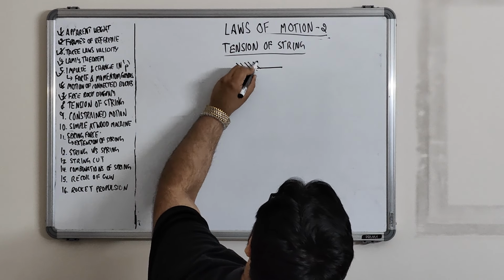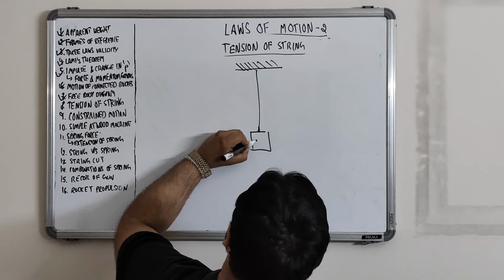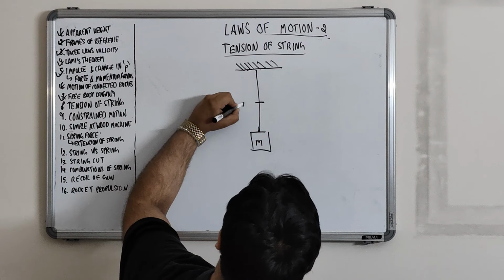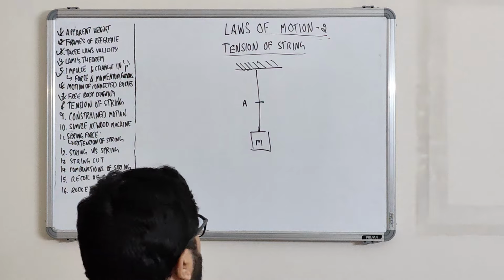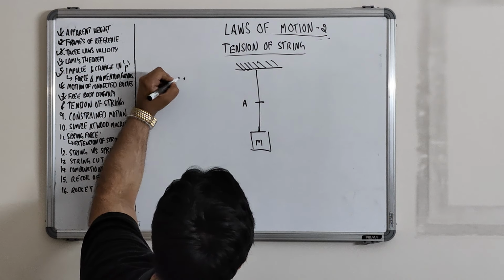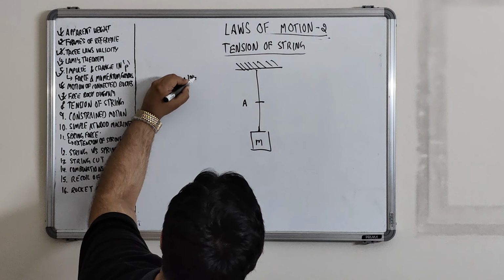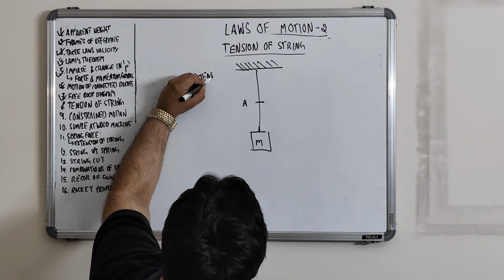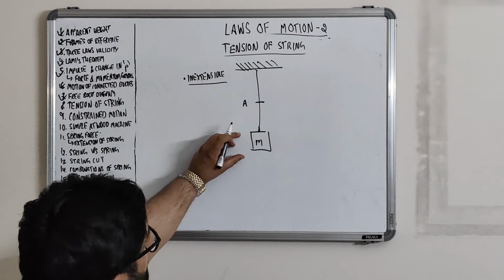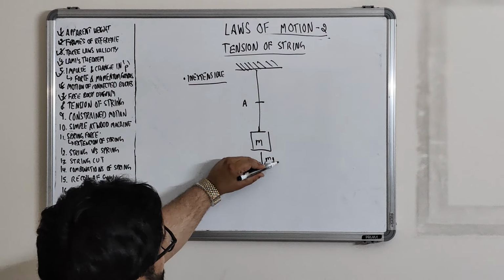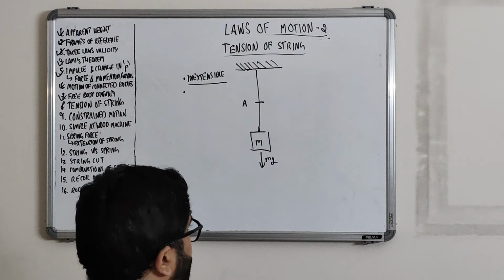Imagine there's this wall, ceiling upwards, there's this string, and there's a weight on this string. There's a point A. Now we have a few assumptions. One, that this string is inextensible. What that means is this load is being put downward, right? So it should cause some change in length, but this is not happening. That's why it's called inextensible.